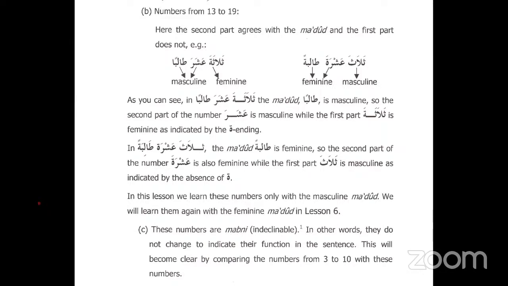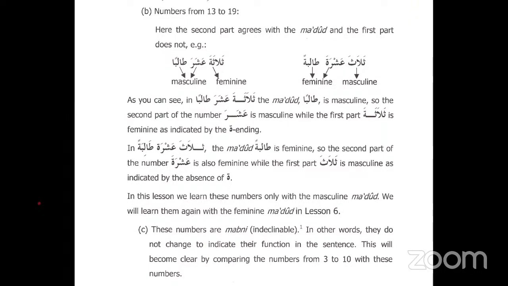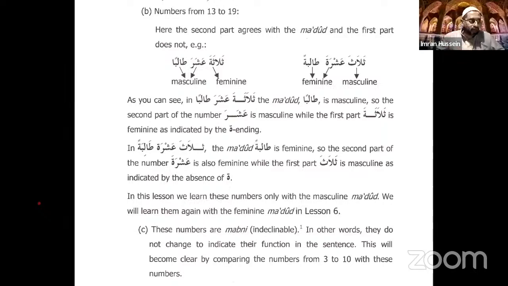But Sheikh, the madud, the part that's being counted, it's still in singular form though. Yes. It does not take the plural. It comes from numbers 11 to 20 in a singular mansub form. Correct. But numbers from 3 to 10 come plural with a kasra.